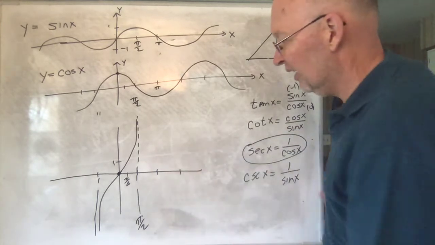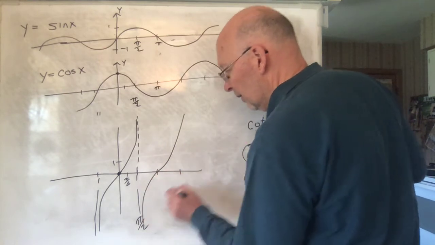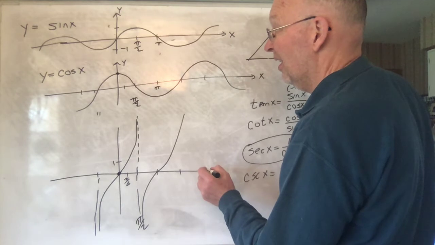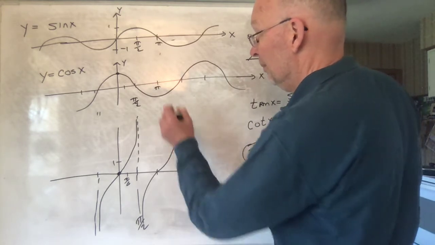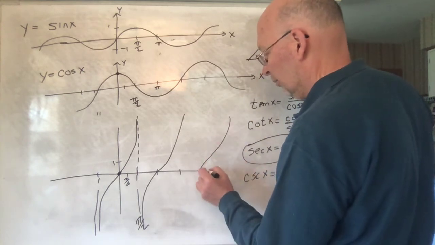And if you keep doing the same thing over and over again, the tangent, you'll see, will just keep making the same sort of graph. That was pretty sloppy.